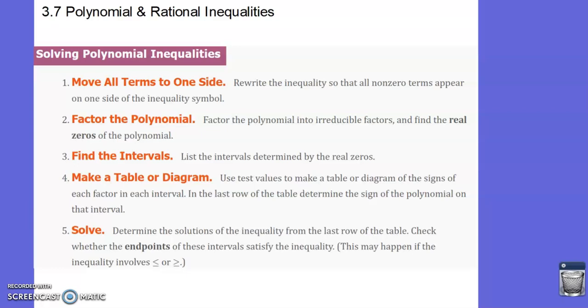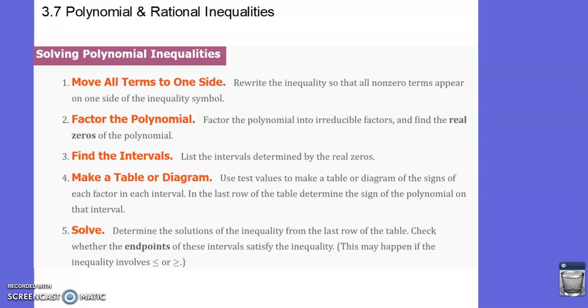This is 3.7, polynomial and rational inequalities. A lot of the things that we're going to do here may seem very familiar. This is just one step further. We've already talked about polynomials, solving polynomial equations using synthetic division and graphing them. We also talked about the end behaviors, and we also talked about rational equations. So now what we're going to be talking about is rational and polynomial inequalities.